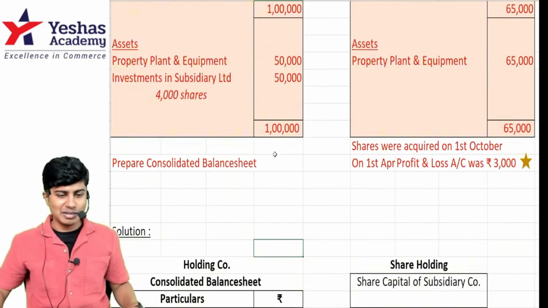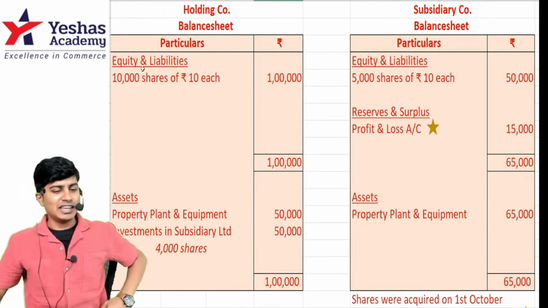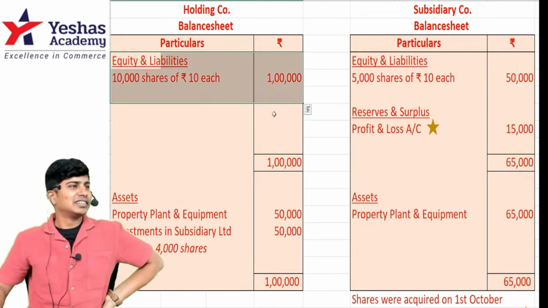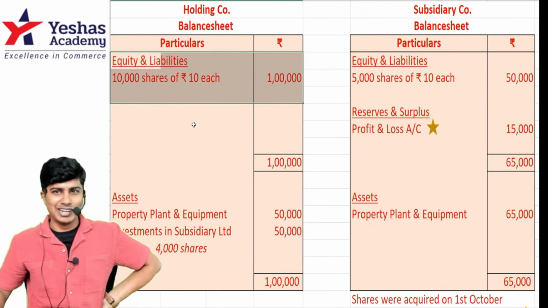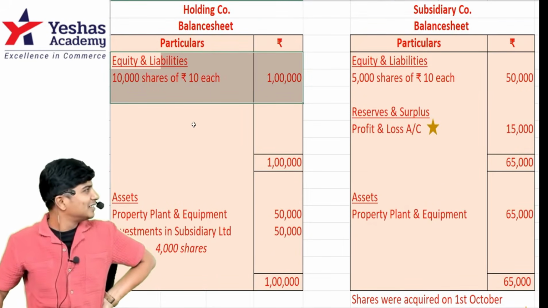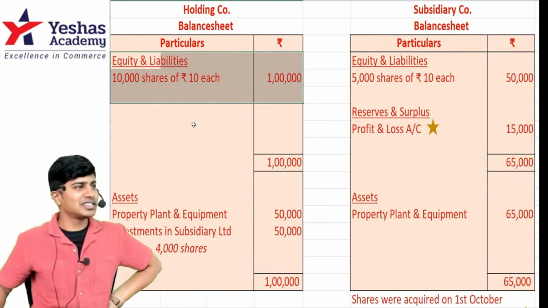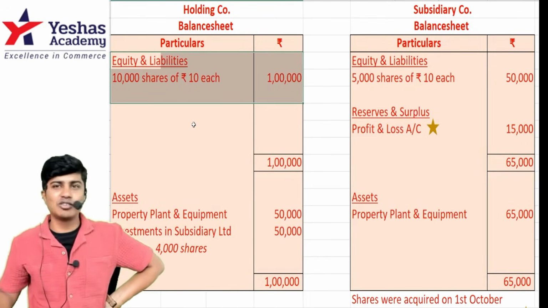You need hunger to work. See, equity and liabilities. 10,000 shares of rupees 10 each, 1 lakh. What is that? 10,000 shares of rupees 10 each, 1 lakh.